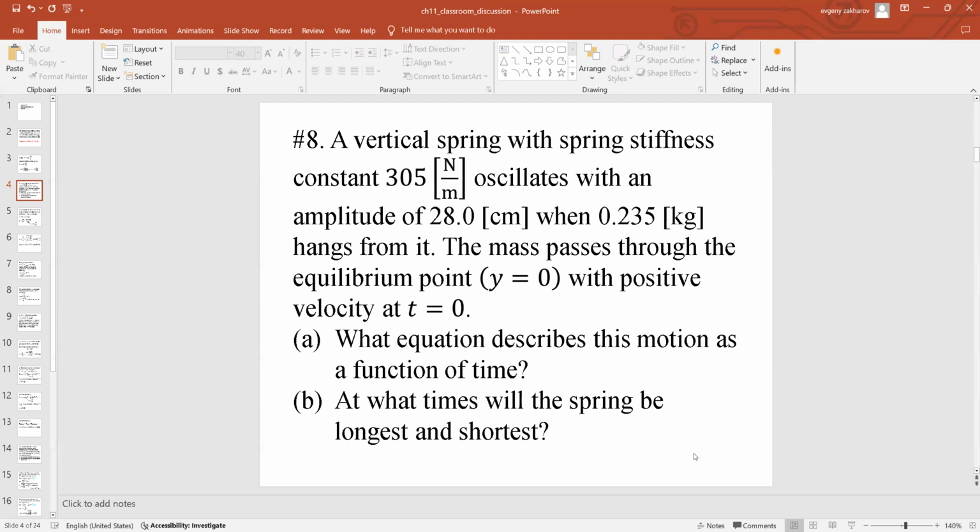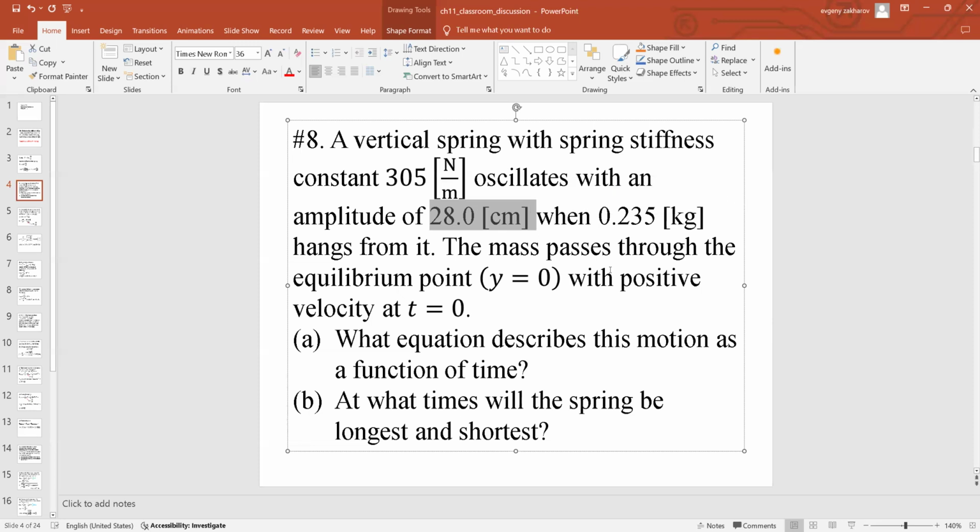Now the spring is vertical and its stiffness is given, and it oscillates with a certain amplitude. Be careful, those are centimeters. You can't do centimeters. You have to convert to meters. And a certain mass hangs from it. Then it goes through the equilibrium with positive velocity at 0. So we're going with 0, 0 here, right? Equilibrium point is 0 and time is 0.